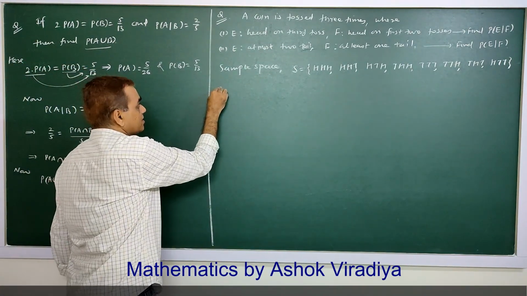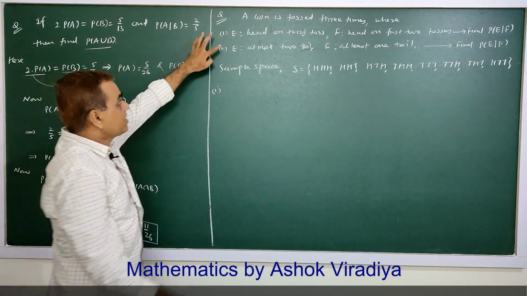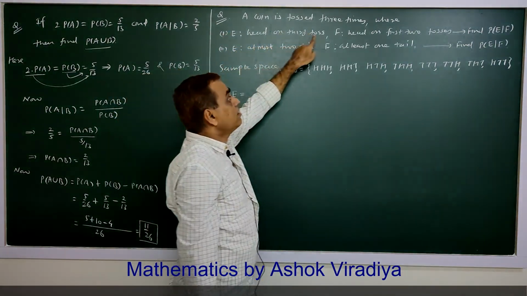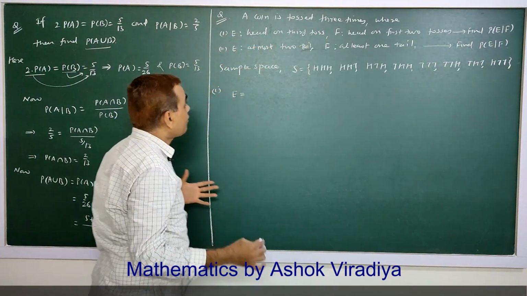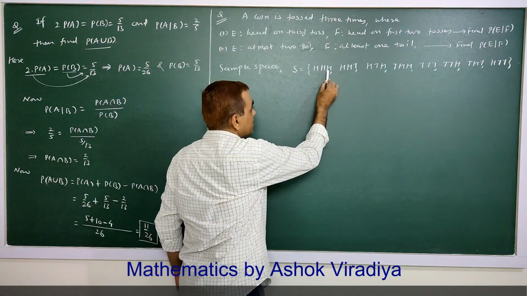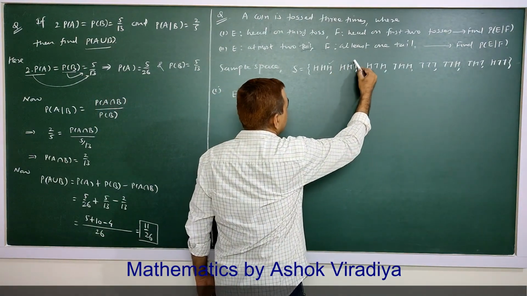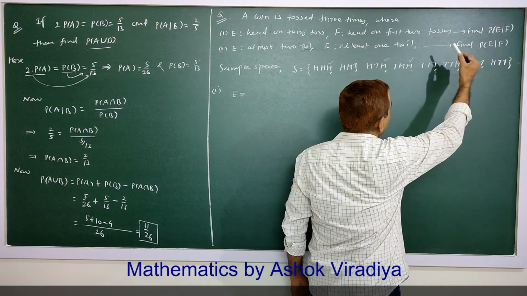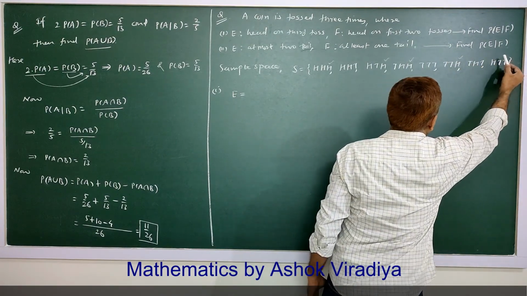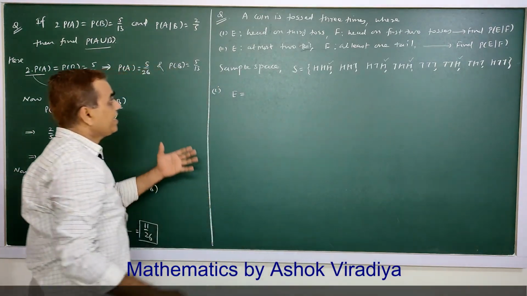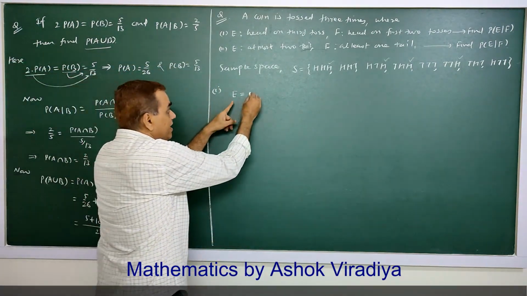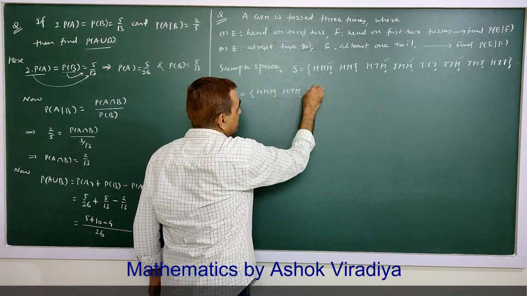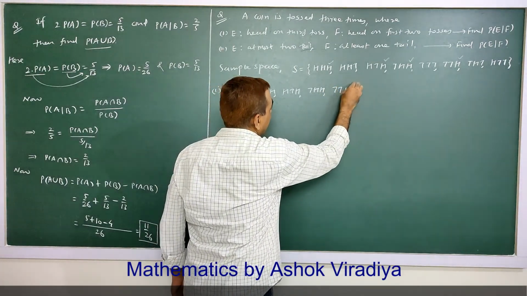Now we discuss first case. So here E is the event that head on third toss. Head on third toss, that means, see here head is on third toss. These are elements in which head is on third toss. So E contains HHH, HTH, THH, TTH.